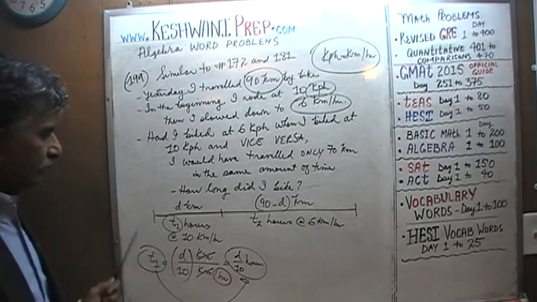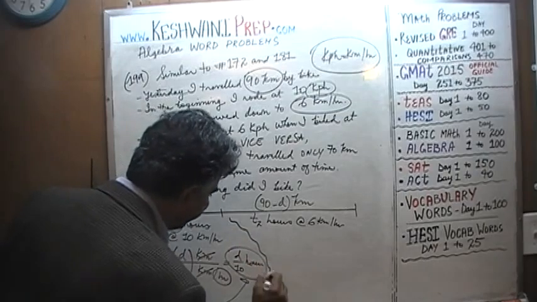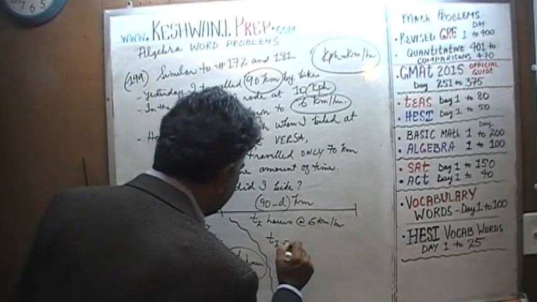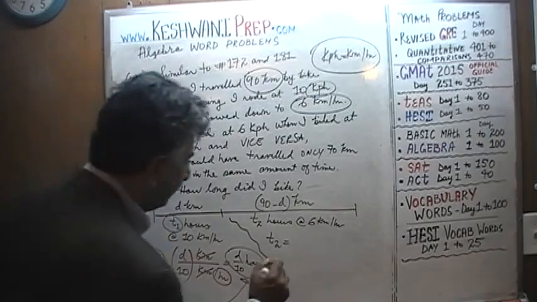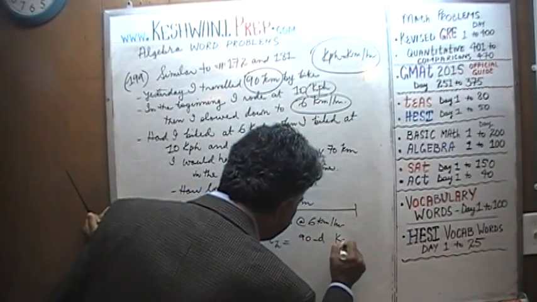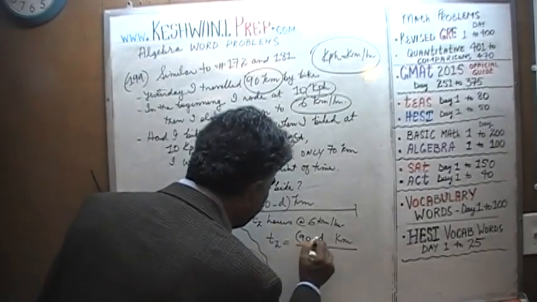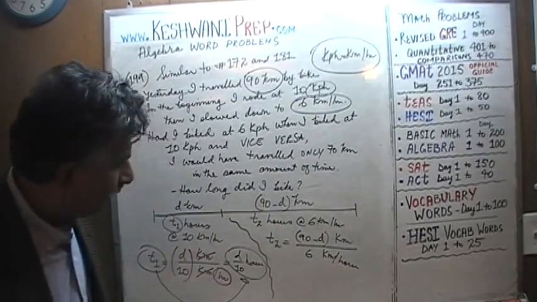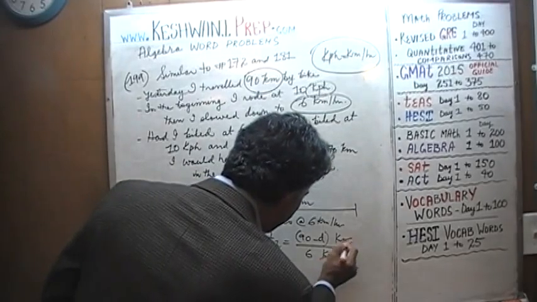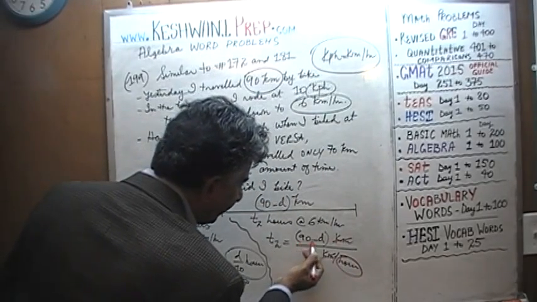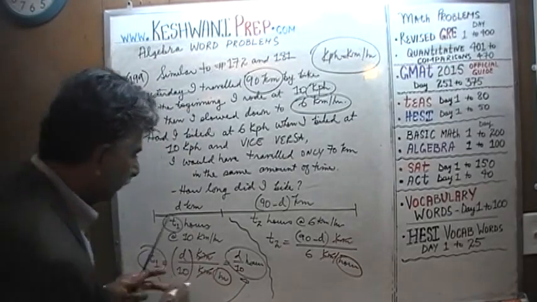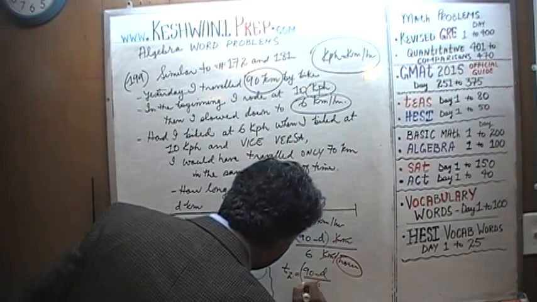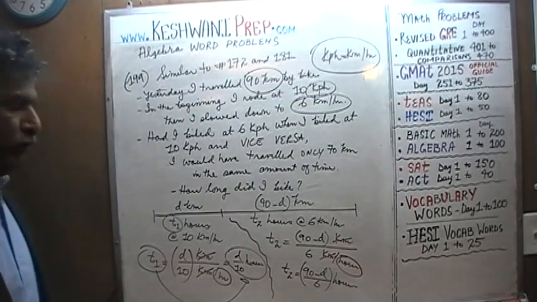Let's do similar work for T2. T2 is simply going to be the distance we traveled, which is 90 minus D kilometers, at 6 kilometers per hour. Again, the kilometers are going to drop out, and the hours is going to end up on the top. What we end up with is 90 minus D over 6. So T2 is simply equal to 90 minus D over 6 hours.